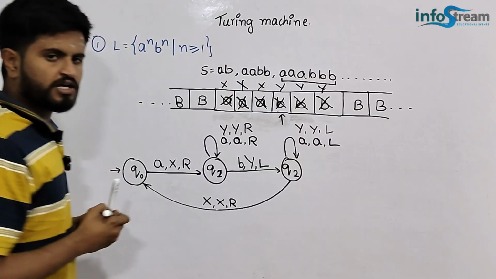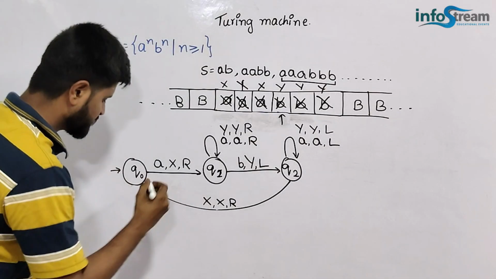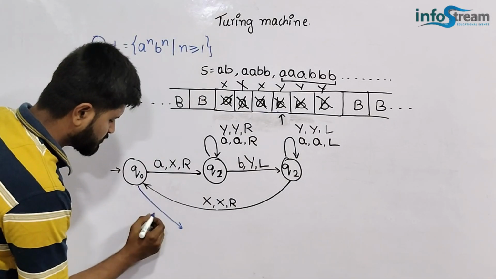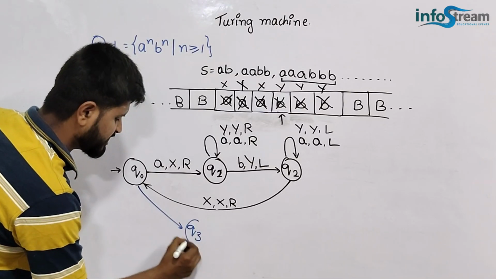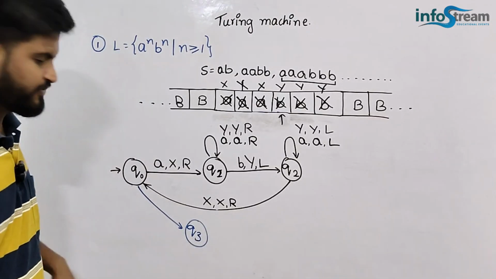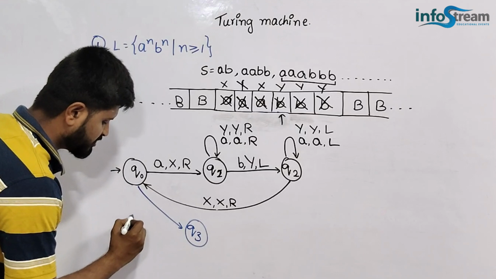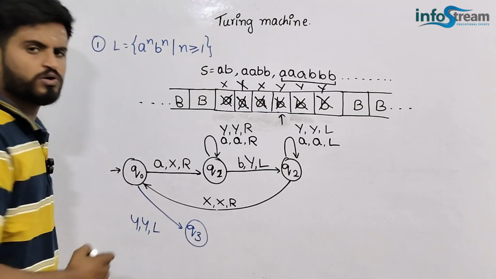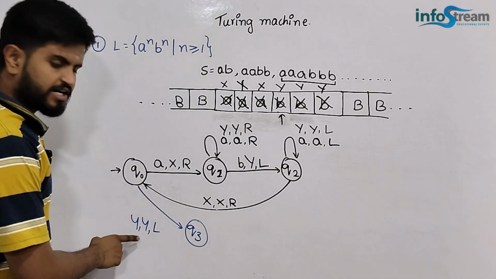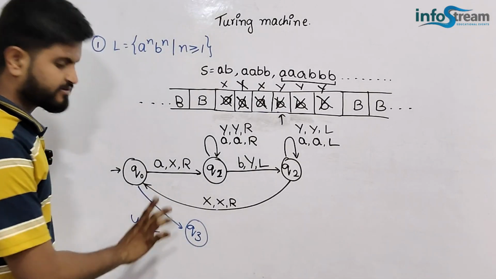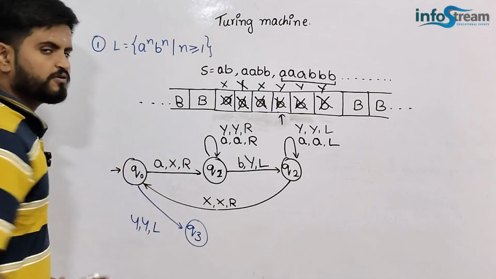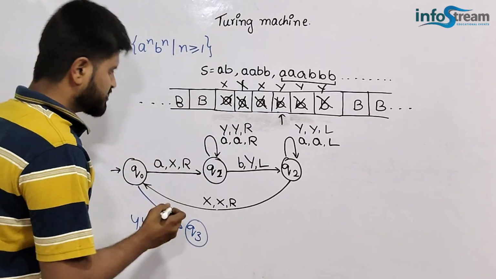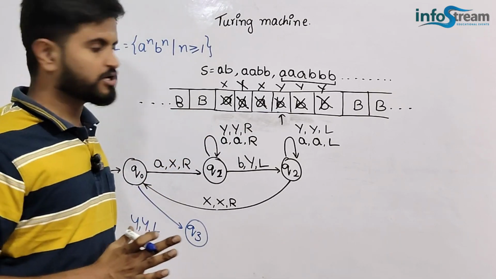So when you encounter y, what I will be doing is, it will be moving to the Q3. I am showing it in a different color marker. When you encounter y again, keep y as it is and move towards the left. When you encounter y, keep y as it is and move towards the left to traverse the blank spaces. Now the left side blank spaces are over.